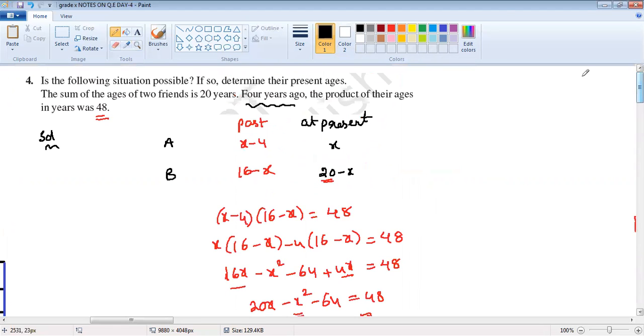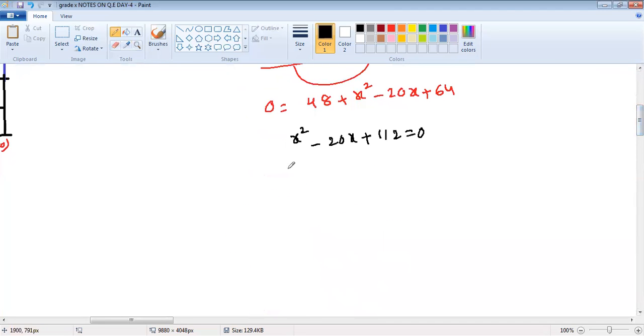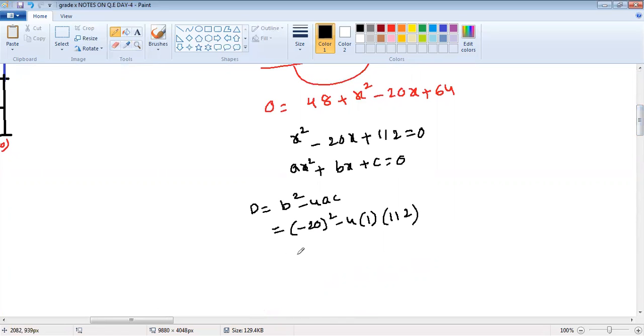Now the question actually is, is the following situation possible? So we have to check it out. Compare with ax squared plus bx plus c. Then you have to find the discriminant. D is equal to b squared minus 4ac. So b squared, which is minus 20 whole squared, minus 4 into a into 112. 400 minus 448.